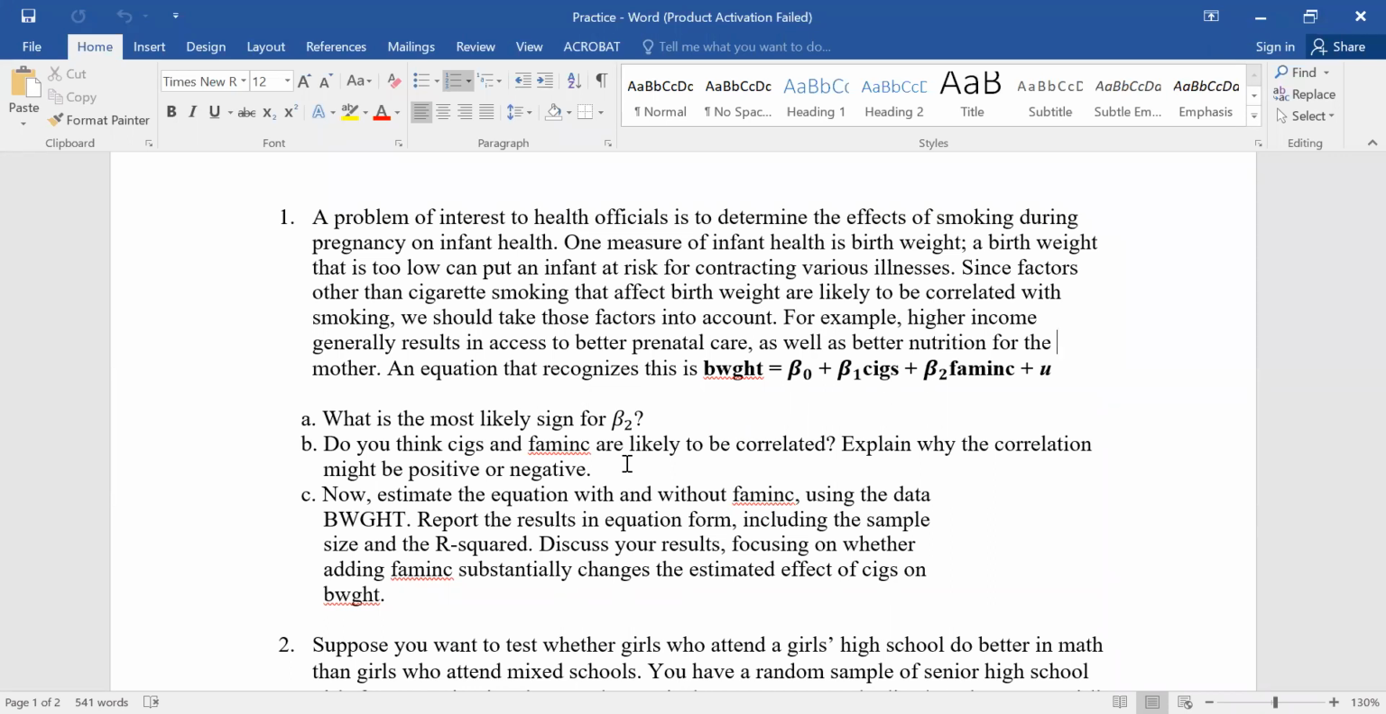No, please, the A part, I didn't get it well, sir. Okay, we said what is the most likely sign of beta 2? How do you think family income will be related to the birth weight of a baby? Are they going to have a positive relationship or negative? If your family income is more, what happens to the birth weight? Will it be more? Yeah, it can be more. Yes. If you believe so, then you say beta 2 is likely to be positive.